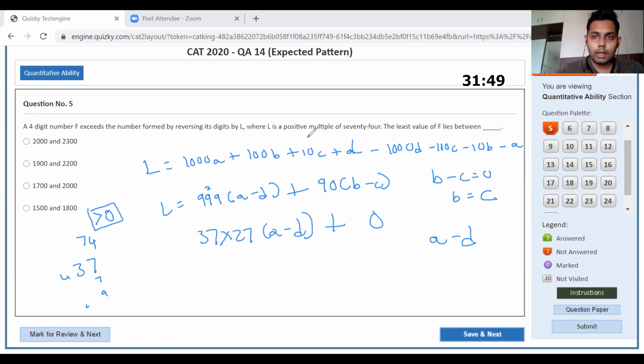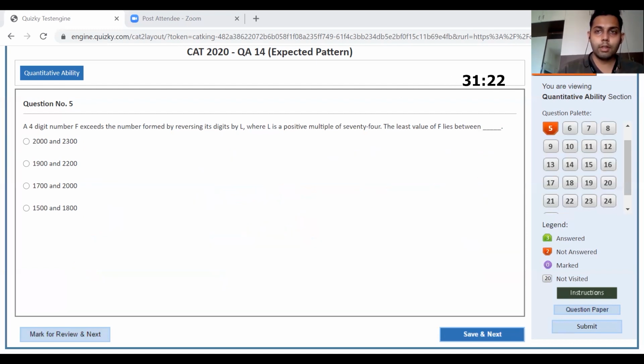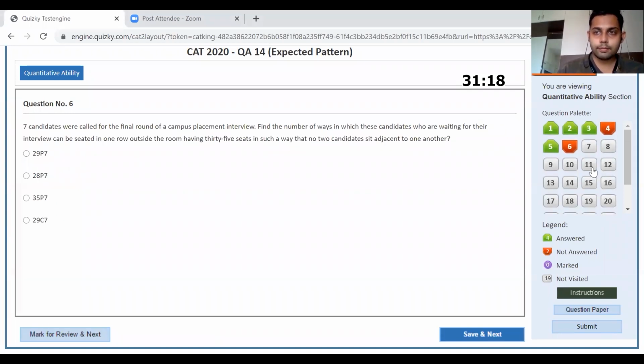Okay, and I need the least value. So the least way this can be positive is when this is 2 and when this is 0, right? So that means the least number can be 2, A minus D is 0. So something between 2000, which option? No, 2000 needs to be included. Possible needs to be included. So only option B is our answer. We don't need to explore a lot. We just need to get it to a point where the other options are eliminated.